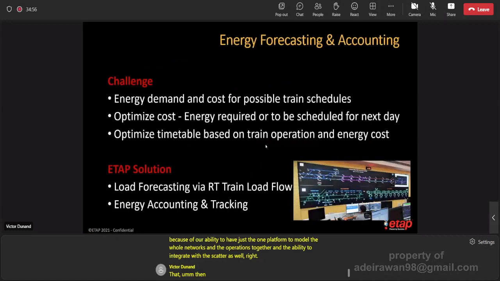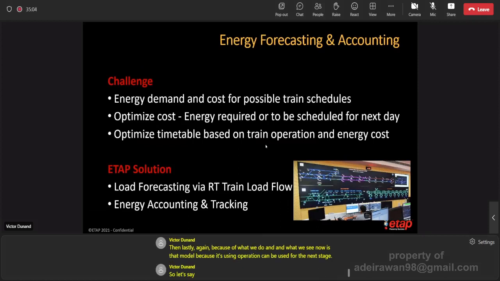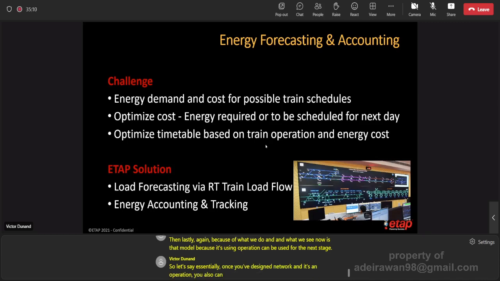Then lastly, because of what we do, the model, because it's used in operation, can be used for the next stage. So once you've designed a network and it's in operation, you can also reuse that model with the operational data to design the next stage.